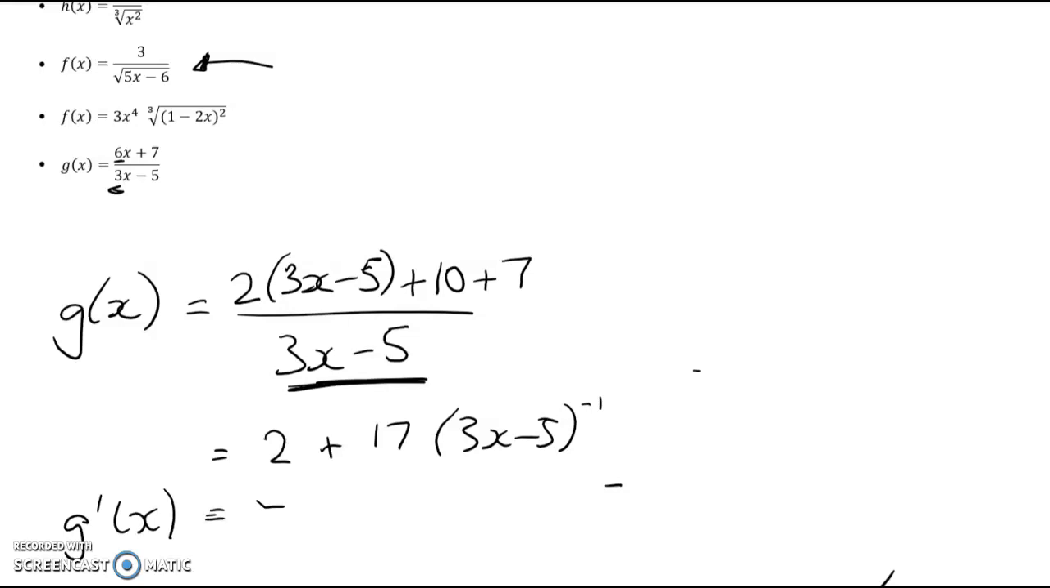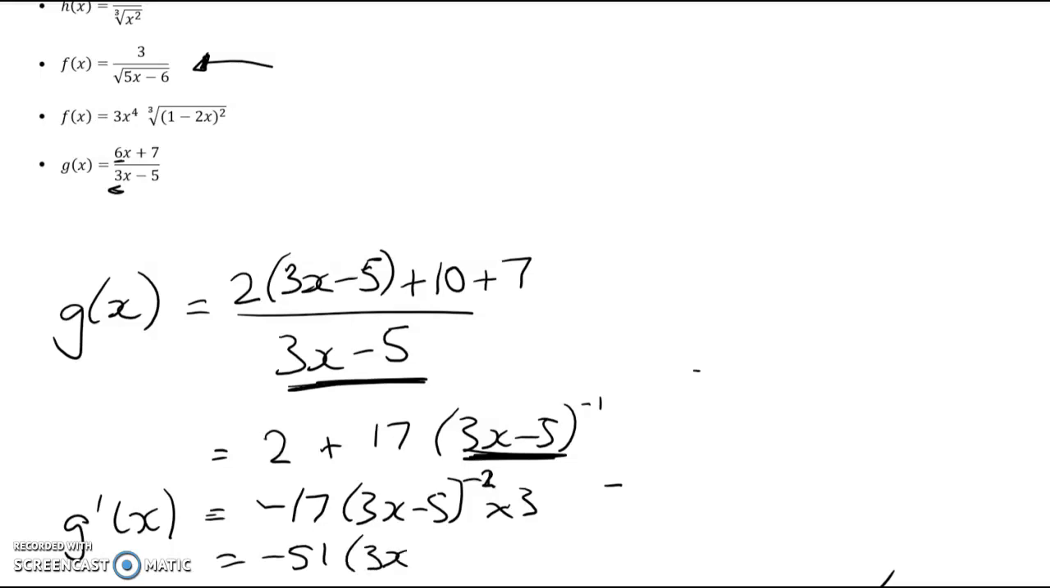It's just going to be negative 17 times 3x minus 5 to the negative 2, times the derivative of the inside function, which is 3. So that cleans up to give me negative 51 times 3x minus 5 to the negative 2. So that's g dash of x. Okay, so that's one way to do it. The next way to do it is using the product rule.